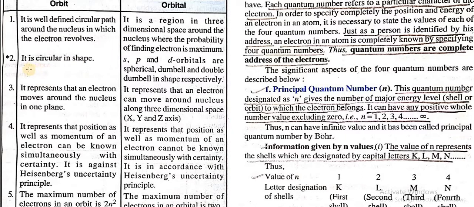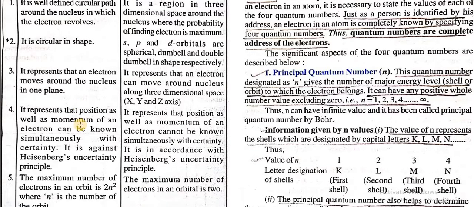The next difference is that orbit is circular in shape, whereas for orbitals we have four types: S, P, D, and F orbitals. We'll be using these frequently. S orbitals are spherical, P orbital is dumbbell shaped, and D orbital is double dumbbell shaped. Orbit represents an electron moving around the nucleus in one plane, whereas orbital represents an electron that can move around the nucleus in three-dimensional space, that is along the x-axis, y-axis, or z-axis.